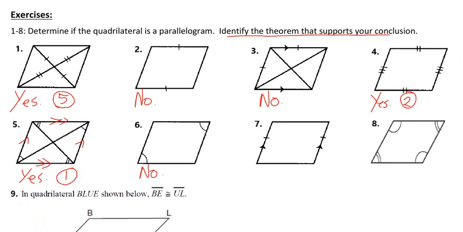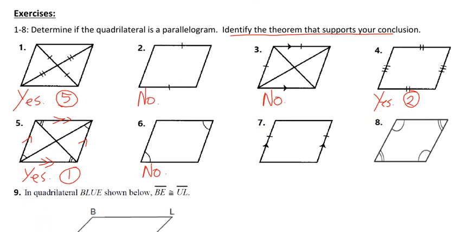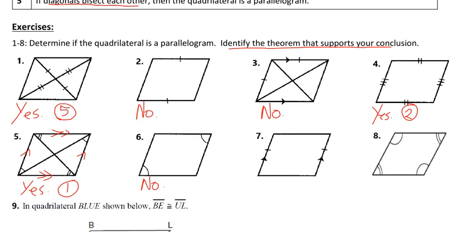The next one, we have the information about this pair of opposite sides, and what we see here is that this pair of opposite sides is congruent. But not only that, we also see that these opposite sides are also parallel. So we have one pair of opposite sides that is both congruent and parallel at the same time. And that is our theorem number 3 in the table.